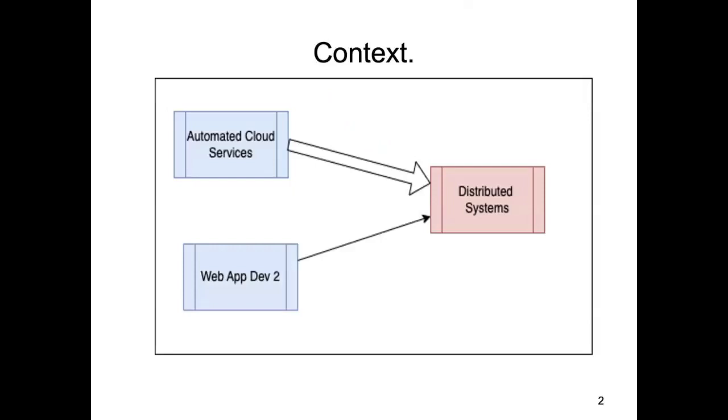This module on the right, it's linked to two modules. It has stronger links with one than the other, and I'm trying to reflect that by the thickness of the arrow here. So what I'm trying to get across here is that distributed systems has very strong links with automated cloud services, which is a module that you would have studied in third year. And it has links as well with the web app dev module 2 that you did in the previous semester, in that we will be revisiting the web API side of web app dev 2, but we'll be implementing a web API on top of the AWS platform. But the stronger link is with this module here, automated cloud services.